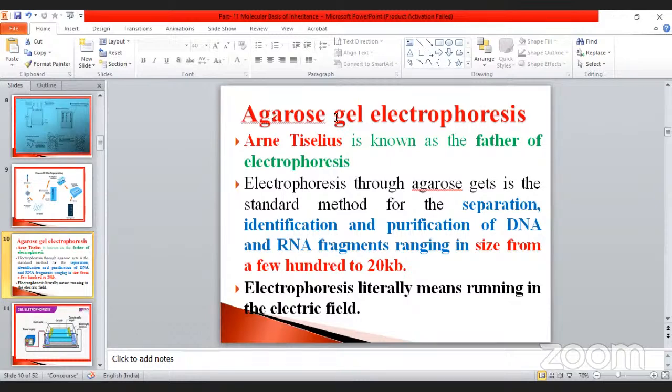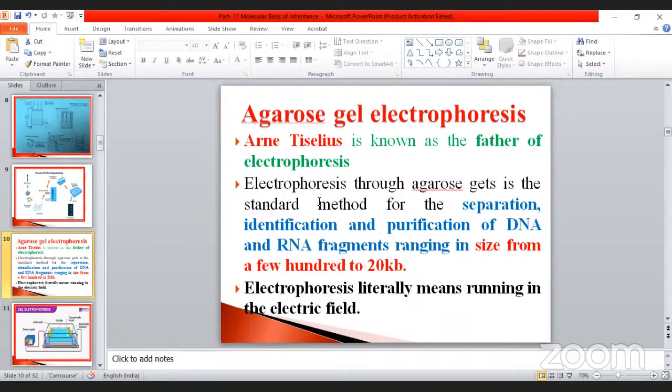Okay, agarose gel electrophoresis was first discovered by the scientist called Arne Tiselius. Arne Tiselius is known as the father of electrophoresis. Who is the father of electrophoresis, my dear? Sir, Arne Tiselius. Yes, very good. Don't forget, my dear.